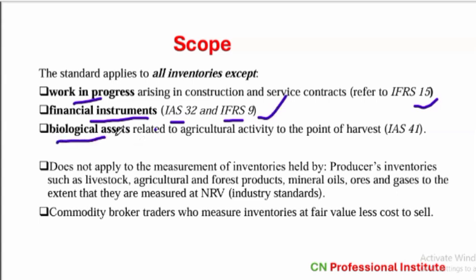And then biological assets related to agricultural activities up to the point of harvest. So IAS 41 is also excluded from IAS 2. So IAS 2 applies to all inventories except these three: 1, work in progress under IFRS 15, revenue from contracts with customers; financial instruments under IAS 32 and IFRS 9; then finally, biological assets under IAS 41. And so this IAS 2 standard that we are going to look at applies to all inventories except these items. These items have their specific treatment, so we'll look at them in other videos.